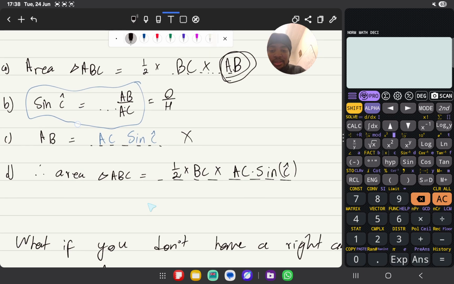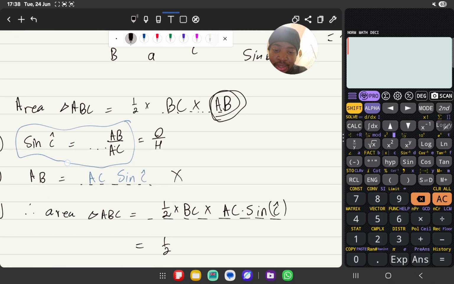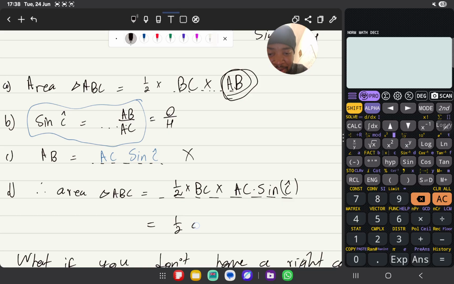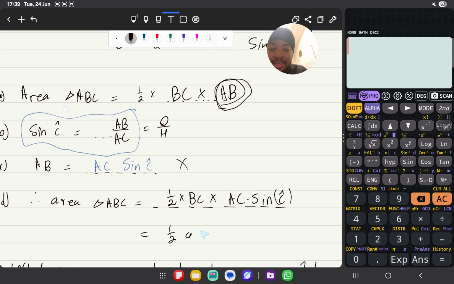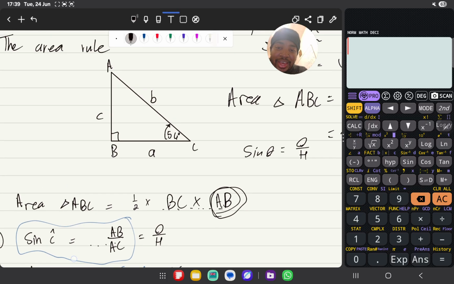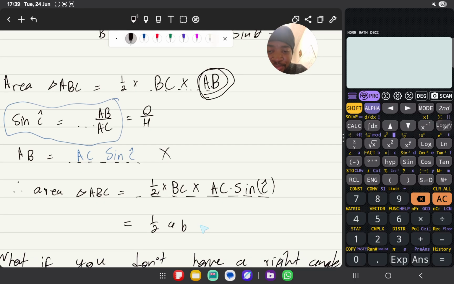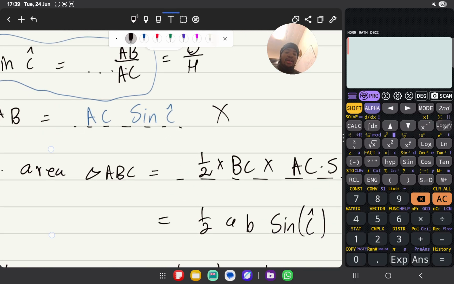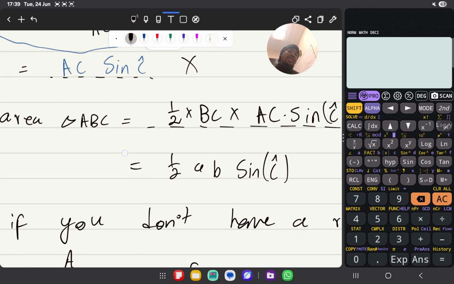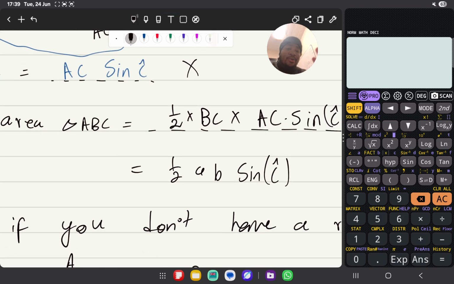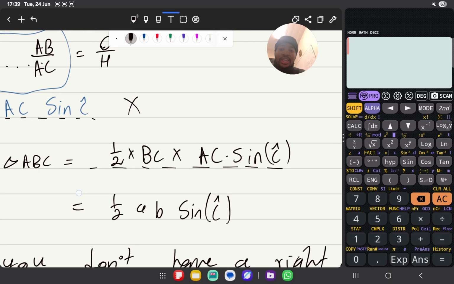And then coming here, you can say, what is BC? BC is a, half a. And then AC, what is AC? AC is b. And then sine C. Right. I think we are actually done with the sine rule in terms of explaining it, because now I want to show you something, but we will get to it next. But I want us to do it now.